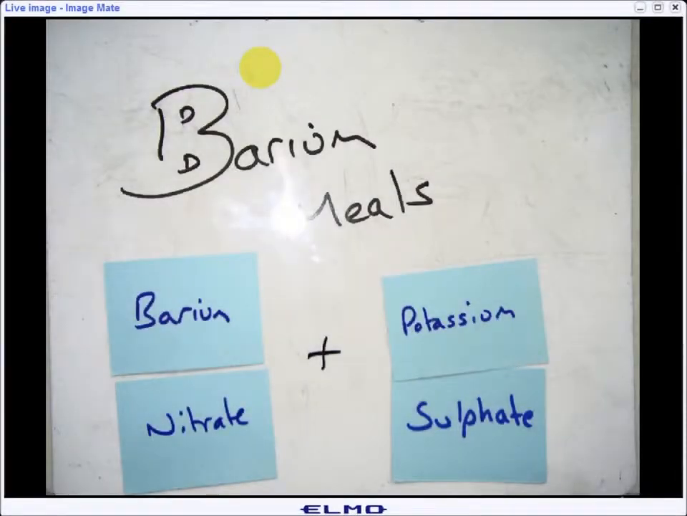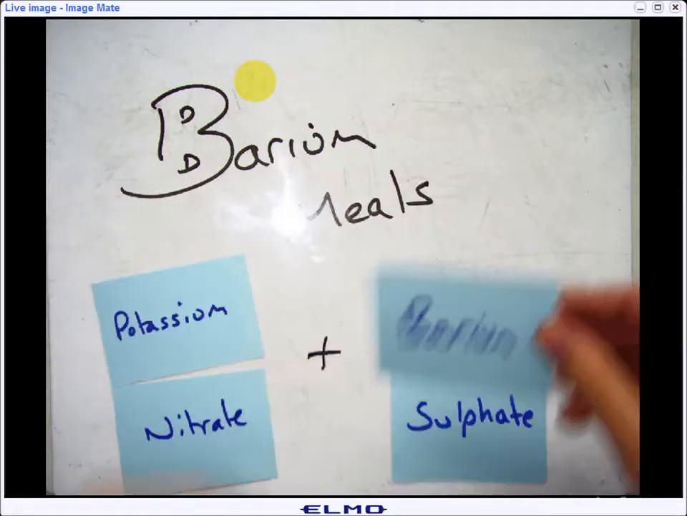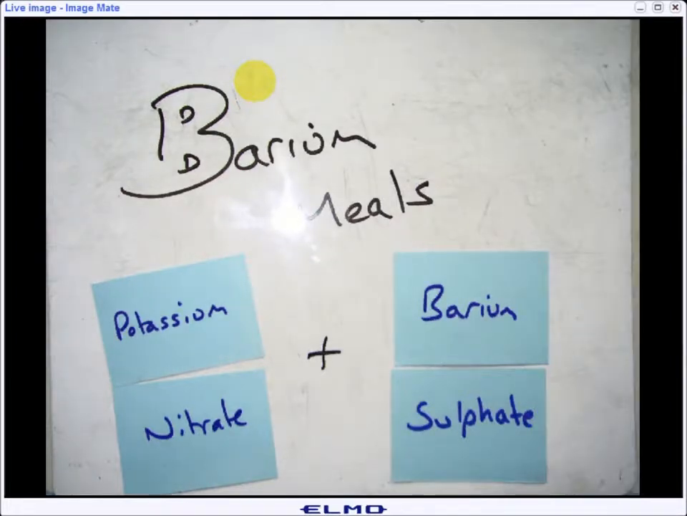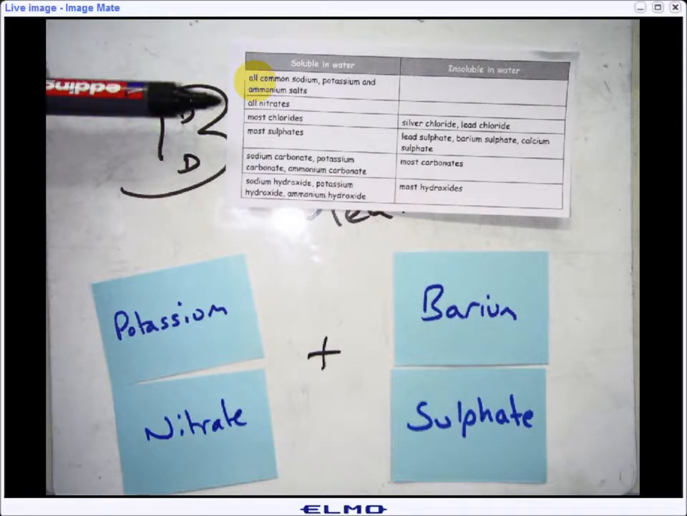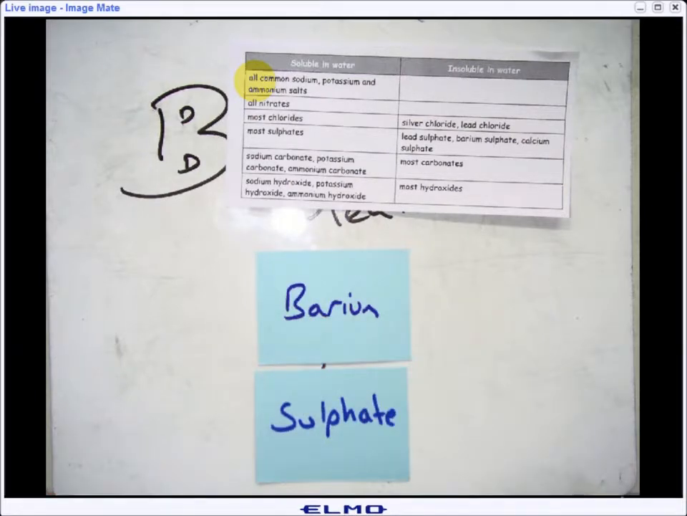One of the things you might be asked about in the exam is barium meals. The first thing you need to know is how to prepare barium sulfate. So you can take two things, for example barium nitrate and potassium sulfate, and react them together. If you do that, swap the names around again, you get potassium nitrate and barium sulfate. If you have a look at your solubility table, you can see that most sulfates except for barium sulfate are soluble, so barium sulfate is insoluble, and all nitrates are soluble. So the precipitate you're going to form in this reaction is barium sulfate.